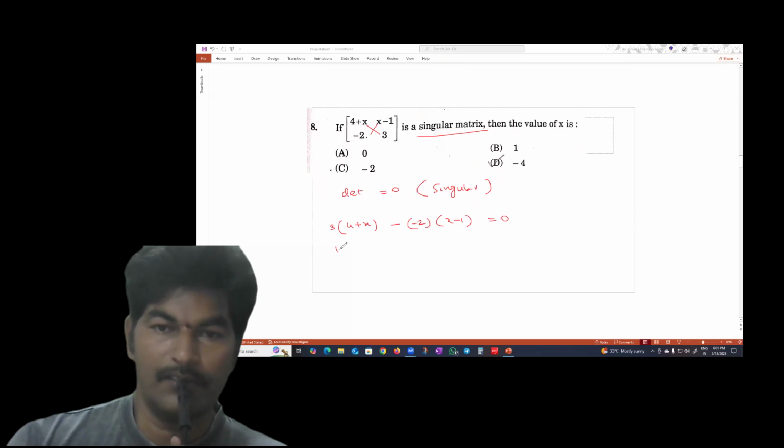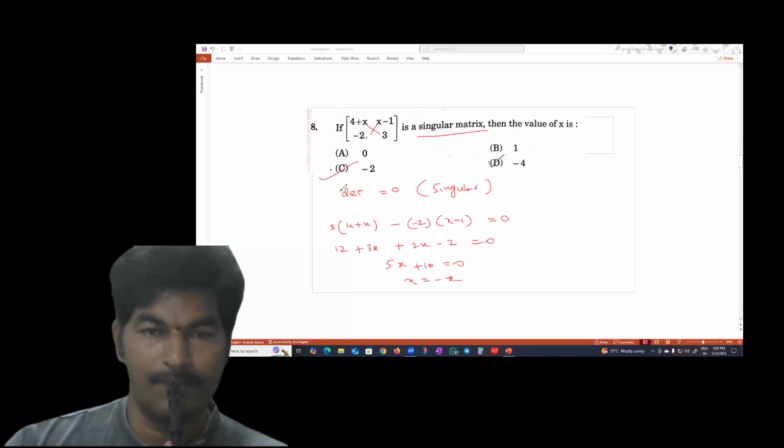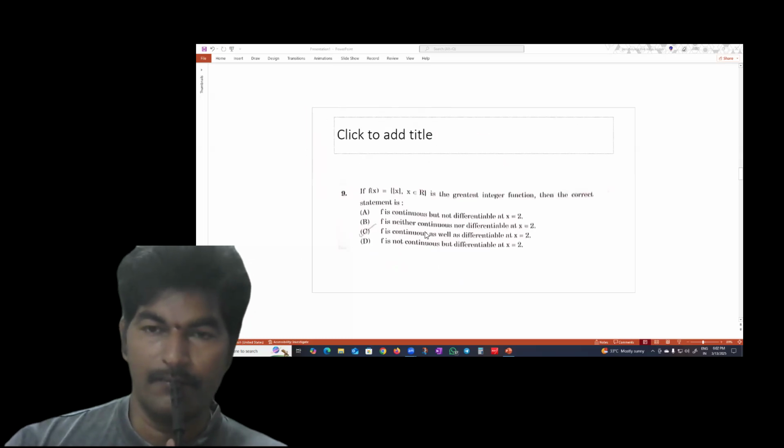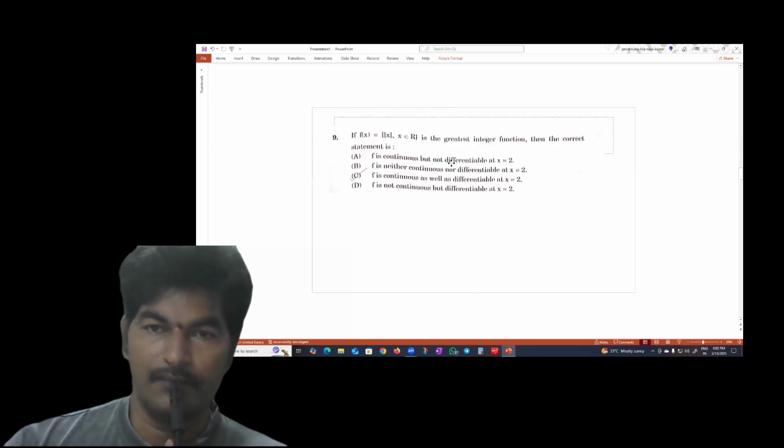Try to multiply it. 3 fours are 12, plus 3x, plus 2x minus 2 equals 0. 3x and 2x is 5x, and plus 10 is equal to 0. And of course, x is equal to minus 2. Option C is correct. Understood? If you have any doubt, then you can use the comment section.